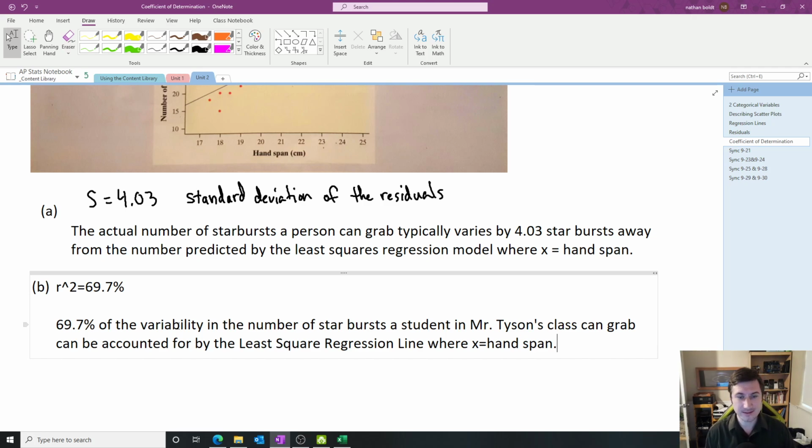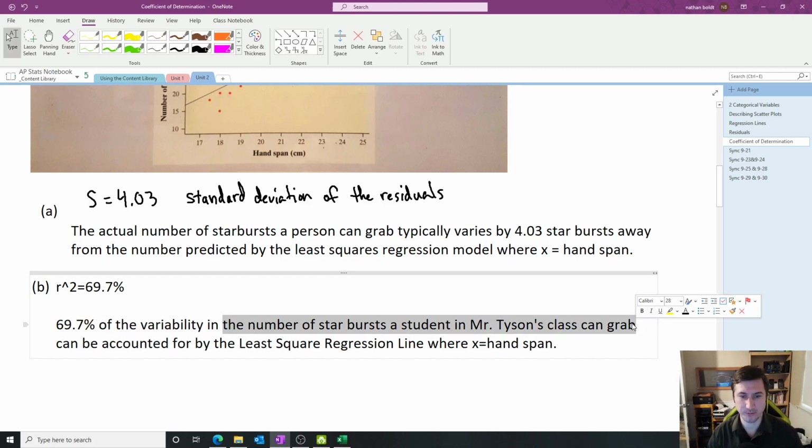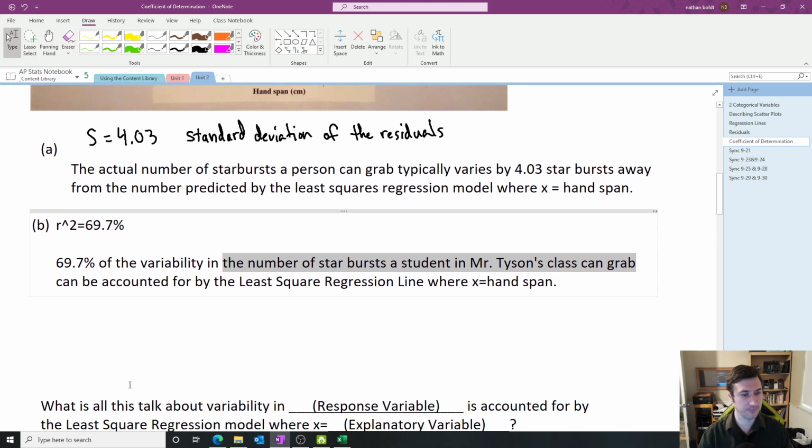Okay? That's the sentence you want to be able to use. That is the sentence frame that you want to be able to use. Make sure that you can see that the variability in this whole thing right here, all the way to here, is just the context for the response variable. So make sure you add in that context.